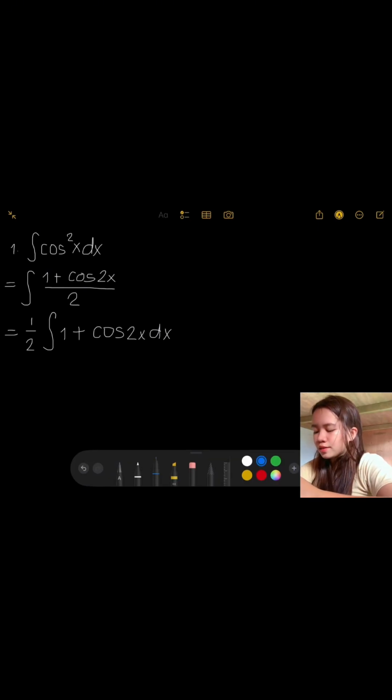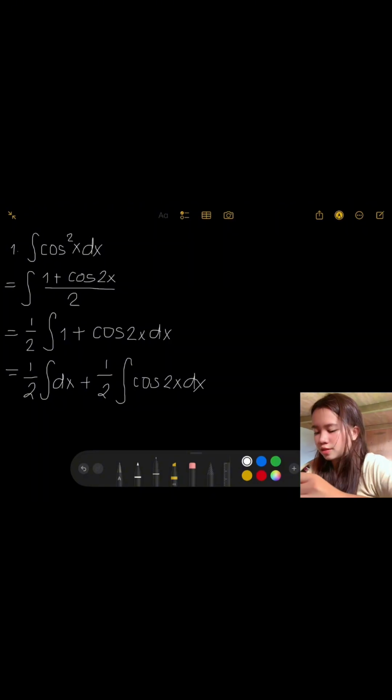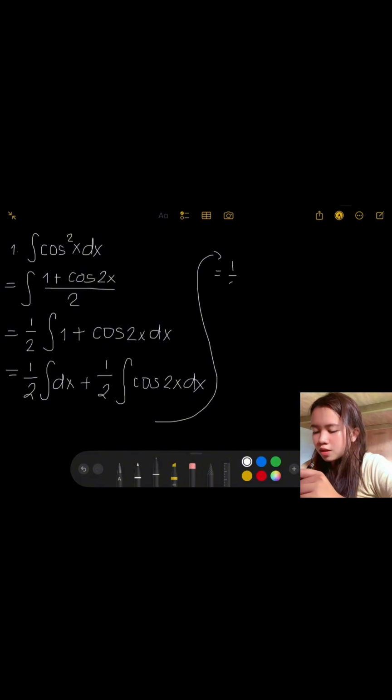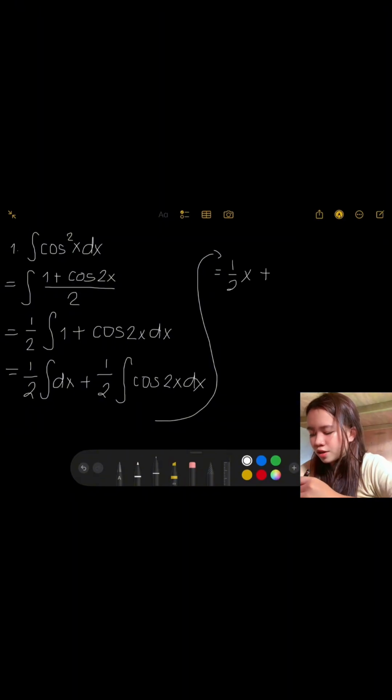Since it is separated by addition, we will integrate it term by term. So 1/2 integral of dx plus 1/2 integral of cosine 2x dx. So the answer will be 1/2 x plus, the integral of cos 2x is sine 2x over 4, plus c. So this is now the answer.